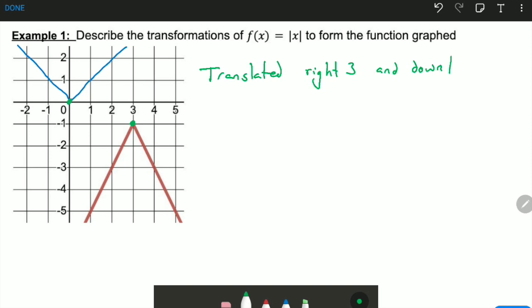We'll check dilations next. Normally the function goes over 1 and up 1. So normally over 1 and up 1. Right now we are going over 1 and down 2. Since that distance now is 2 instead of 1, that means we do have a dilation. If the distance is still 1, there is no dilation.